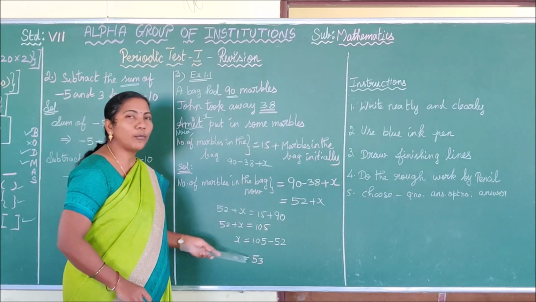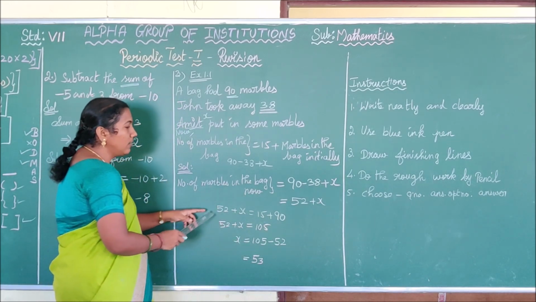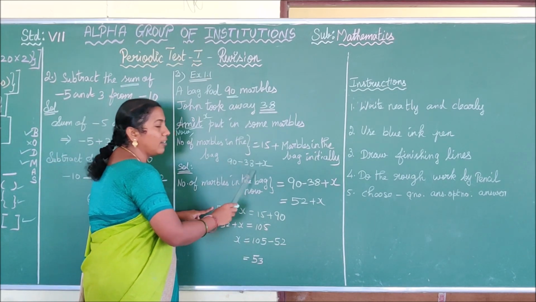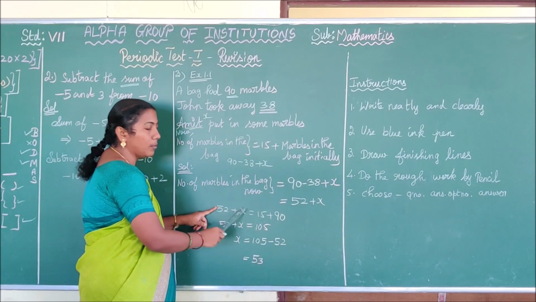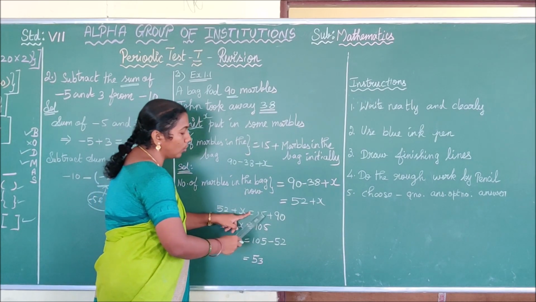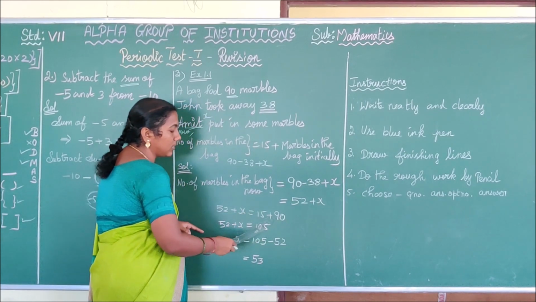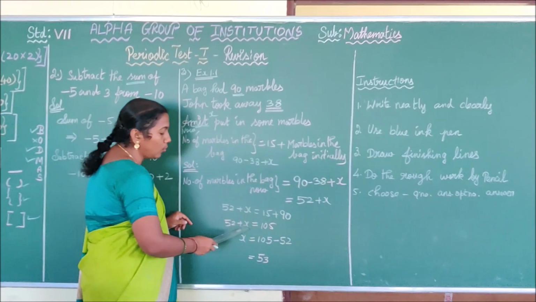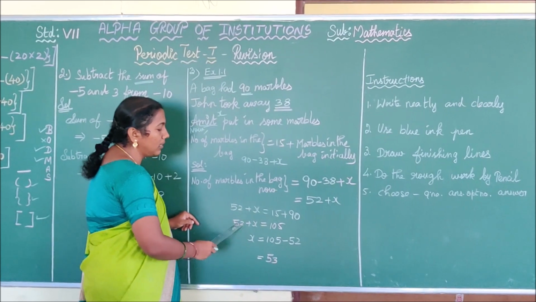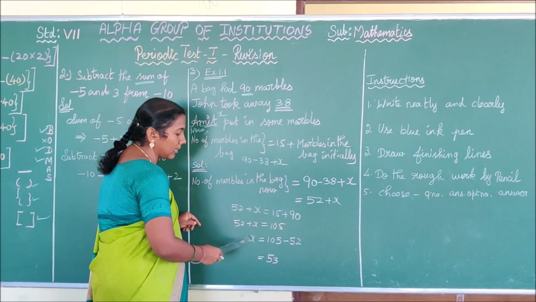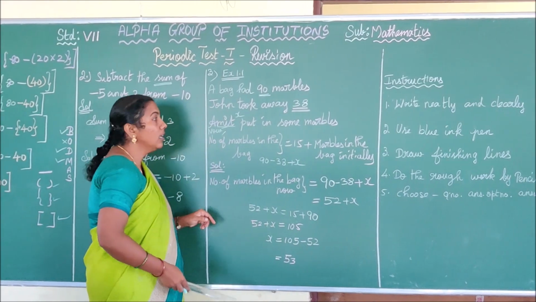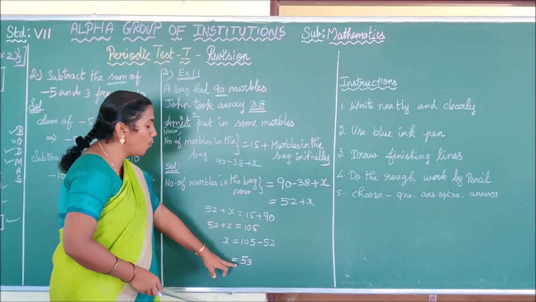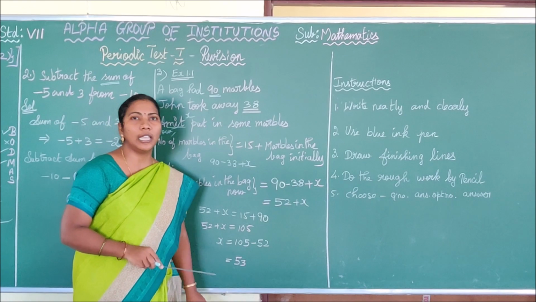Thus we have the conclusion: 90 minus 38, what is your answer? 52, plus x. This, the number of marbles in the bag now, is equal to 15 plus 90. 15 plus 90 is 105. In order to find x, we have to bring this 52 to that side. So x equals 105 minus 52. Your answer is 53. Thus, Amit added how many marbles? 53 marbles in the bag.